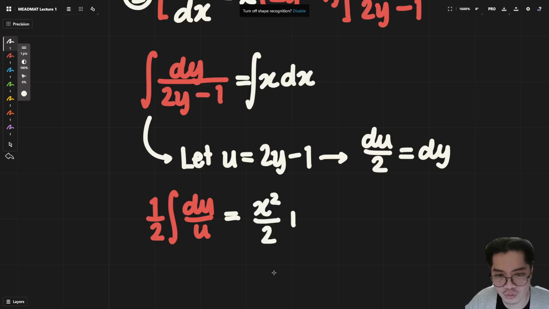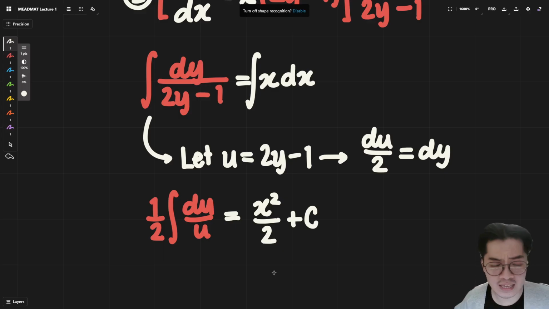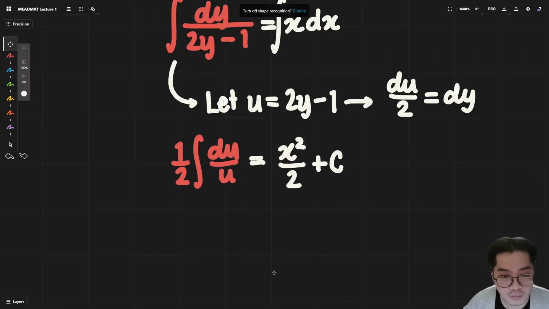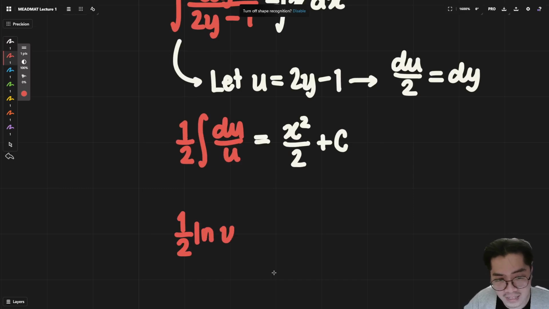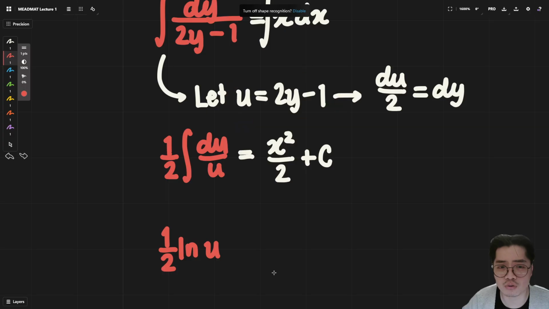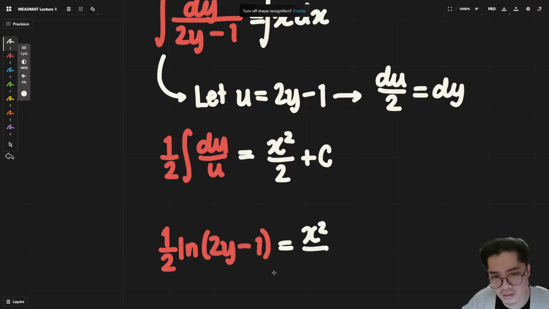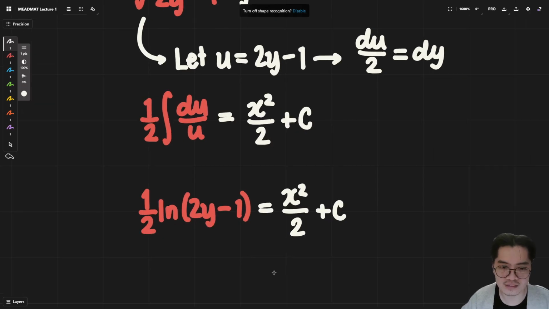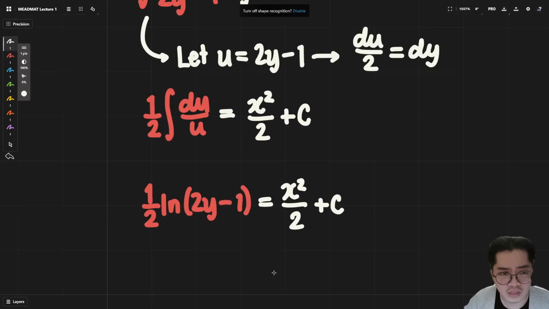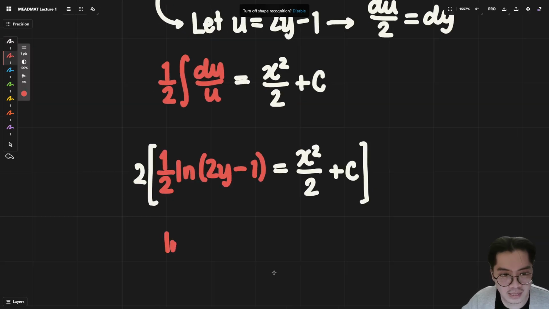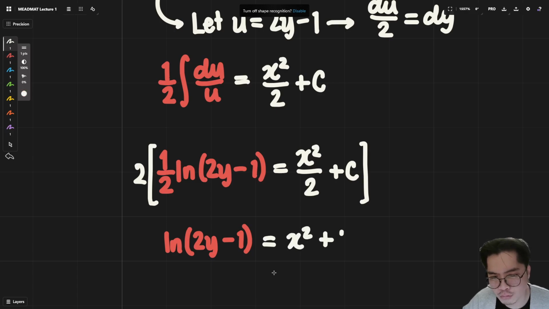And again, what I will do is that I will elect to add the plus c wherever I see the x's. Okay? So in this case, hopefully you guys now remember what I'm supposed to do. It's just supposed to be ln of u. But in this case, u is equal to 2y minus 1. So I will just say here it is equal to x squared over 2 plus c. And again, we can do a bit of stuff here. What we can do is multiply everything by 2. And then what we'll have is ln 2y minus 1 is equal to x squared plus, again, 2c. 2 times a number is still just another number, so it's just c.